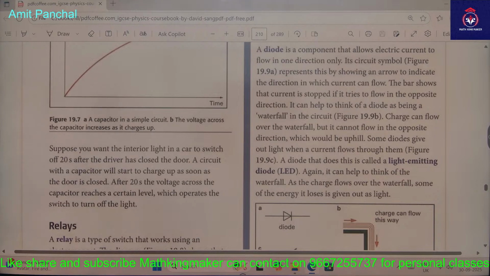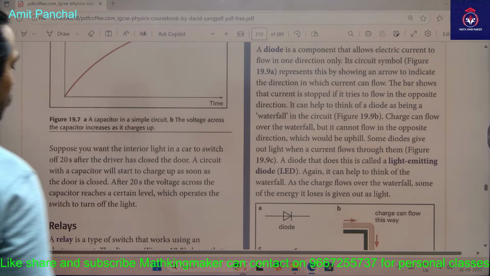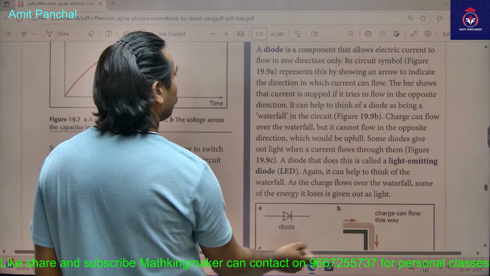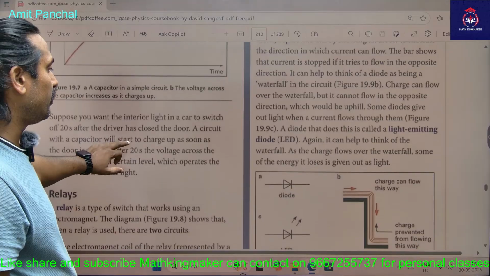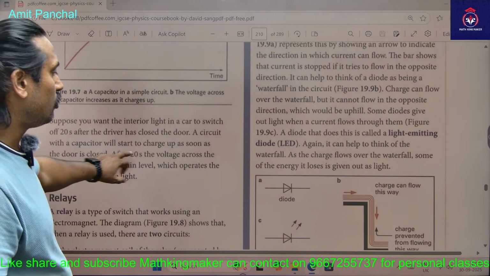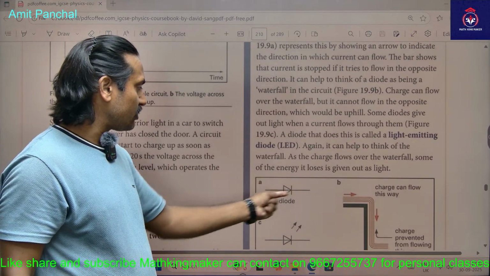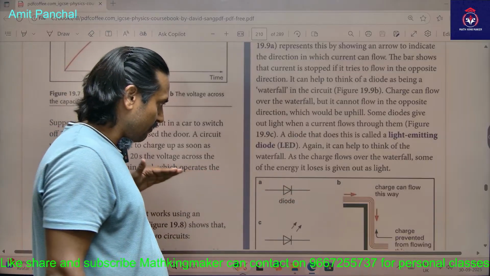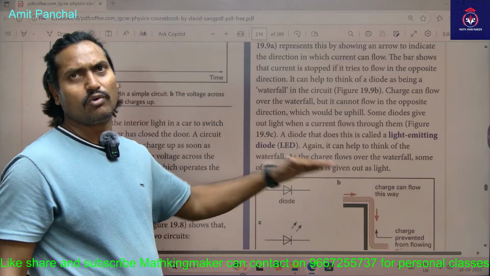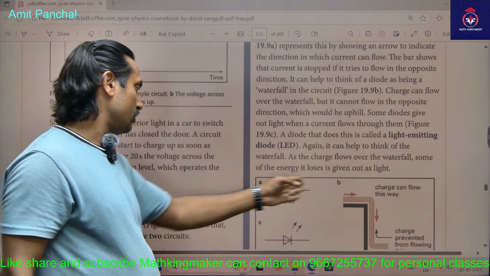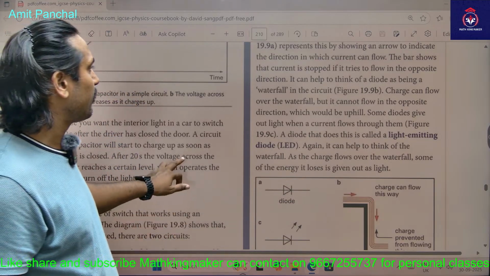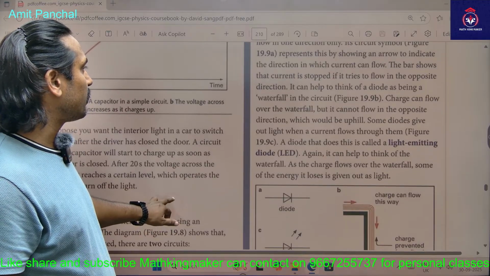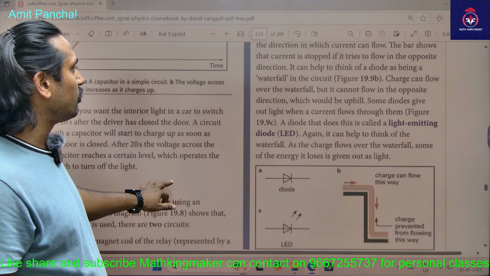Its circuit symbol, I already told you, represents this by showing an arrow to indicate the direction in which current can flow. Arrow direction means current can flow in this direction only. It can't flow opposite to the arrow. The bar shows that current is stopped if it tries to flow in the opposite direction.